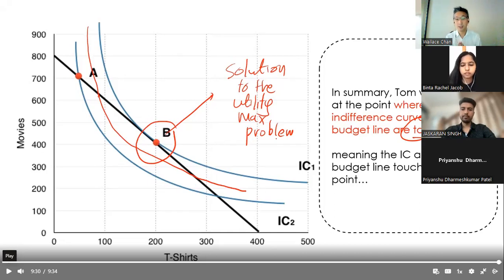Okay, no? Good. So now let's take a look at how the change of price, let me go back, how the price change of income and substitution may change the person's option.